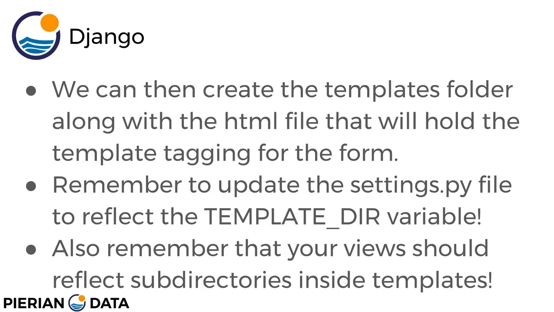Again, I'm using really generic terms here, so you can later replace them with your own names. All right. So we can then create the templates folder along with the HTML file that will hold the actual template tagging for the form. And remember to update the settings.py file to reflect the new template directory variable. We did that in Django Level 1, so you can review it, or you can watch the next lecture where we'll go and start the process from scratch so you can remember how to actually fix that in your settings.py file. Okay, then you should also remember that your views should reflect subdirectories inside templates. And again, we'll talk about that when we walk through it in the next lecture.